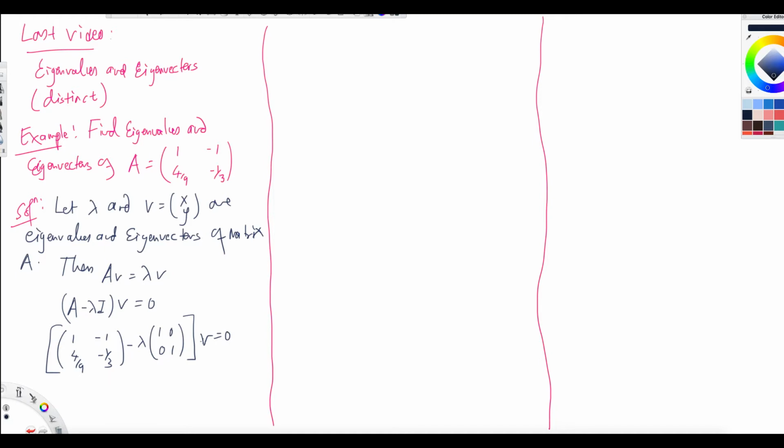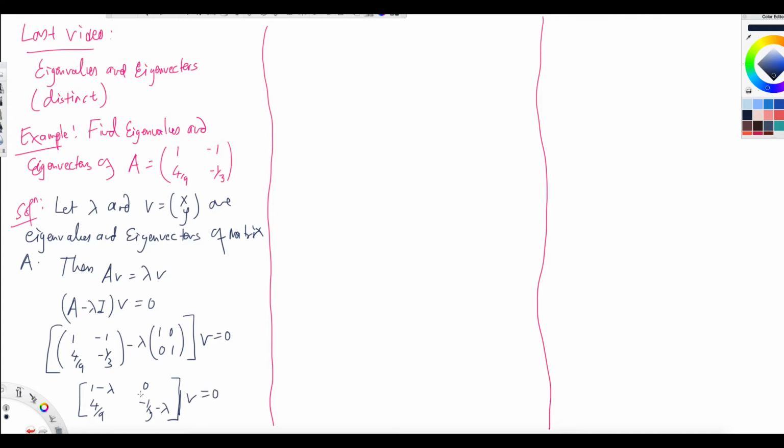So I'm keeping v, but I'm not finding the characteristic equation yet. I'm just doing some simplification here. If I simplify that to a single matrix, what happens there is 1 minus lambda, and then -1 minus lambda times 0 is -1. And 4/9 minus lambda times 0 is 4/9. And then -1/3 minus lambda, right? This is what you get, times vector v equals 0.